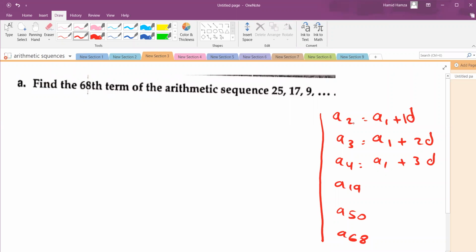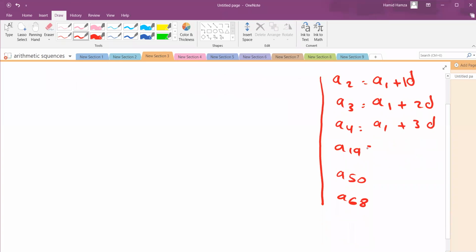For A2, the order of the number is 2, so we multiply D by 1. The order is 3, so we multiply D by 2. The order is 4, so we multiply D by 3. So we always multiply D by the order of the number minus 1. Subtract 1 from the order of the number.